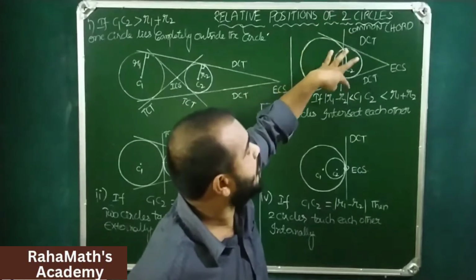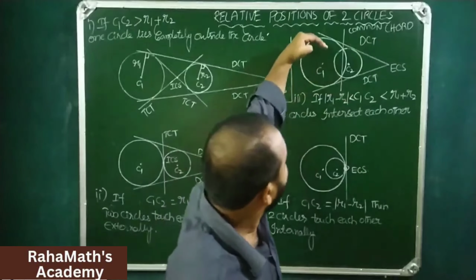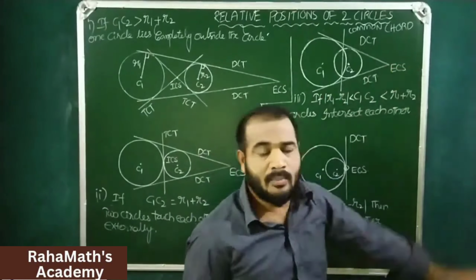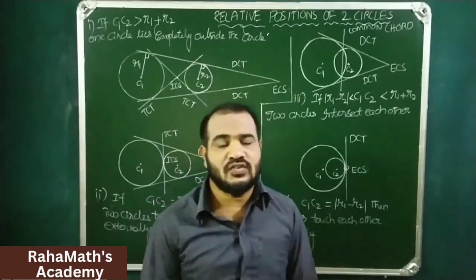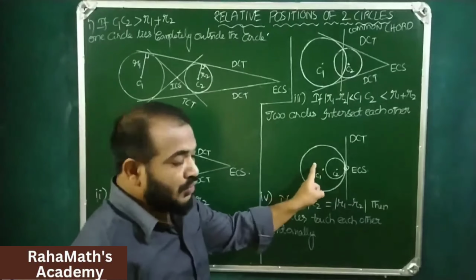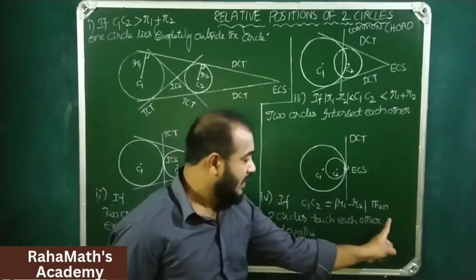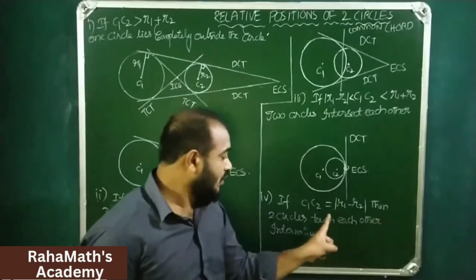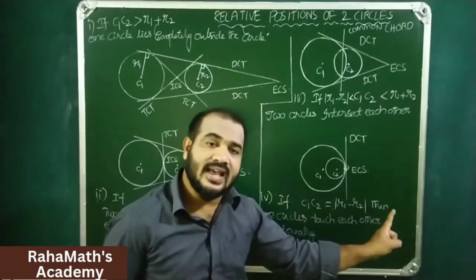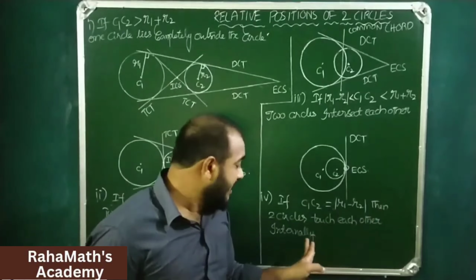If this condition holds, then the two circles intersect, cutting each other, and this line is called the common chord. This chord is common to both circles. Therefore, this is one direct common tangent and this is another direct common tangent. Here, no transverse common tangent is possible. And if C1C2 equals R1 minus R2, so the line joining the centers equals the difference of the radii, then the two circles touch each other internally.